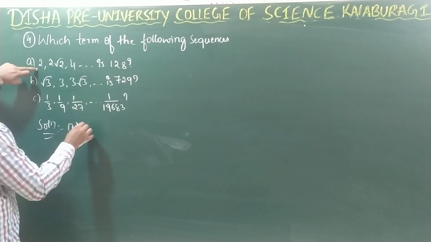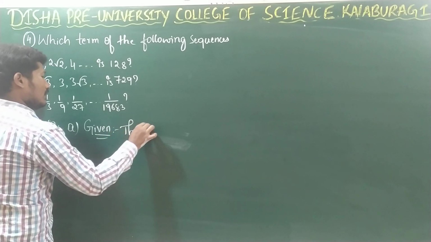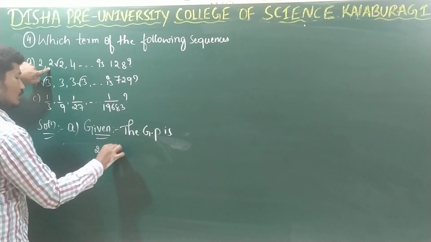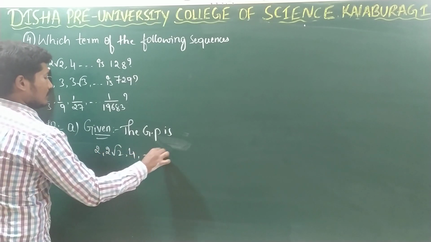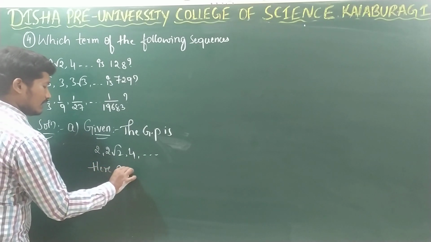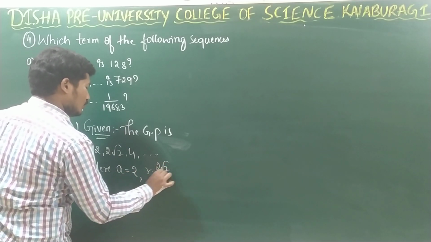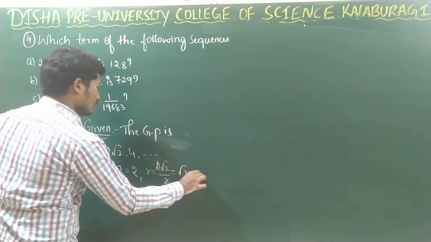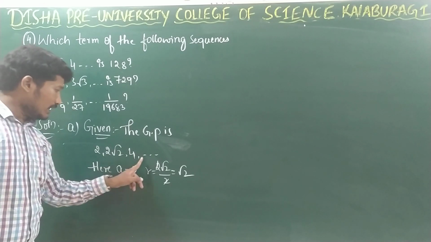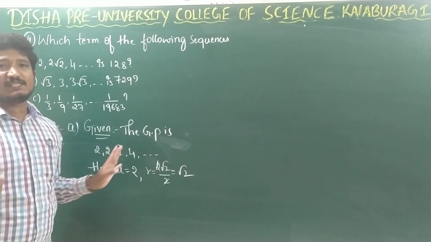First write the given. What is given? A geometric progression is given: 2 comma 2 root 2 comma 4 comma and so on. So from this given geometric progression, we will get the value of a as 2 and the common ratio is equal to 2 root 2 by 2, the 2 cancels, is equal to root 2. That is a2 by a1. You can also take a3 by a2 or a4 by a3 or a5 by a4. That is your wish. The ratio will be same.